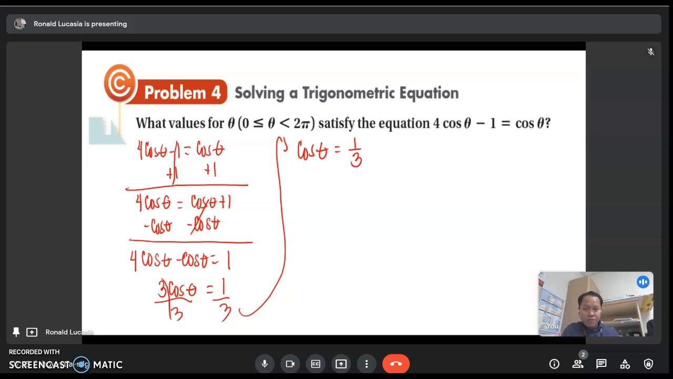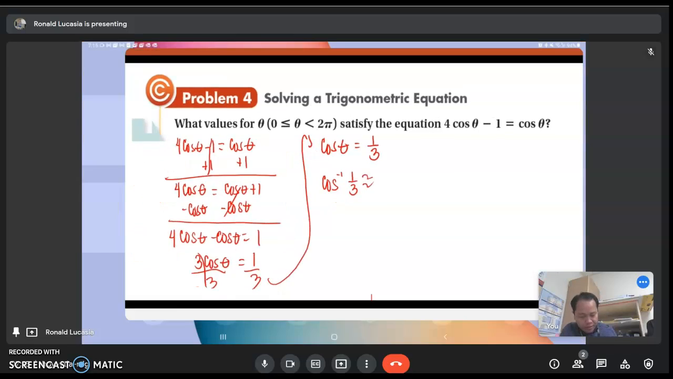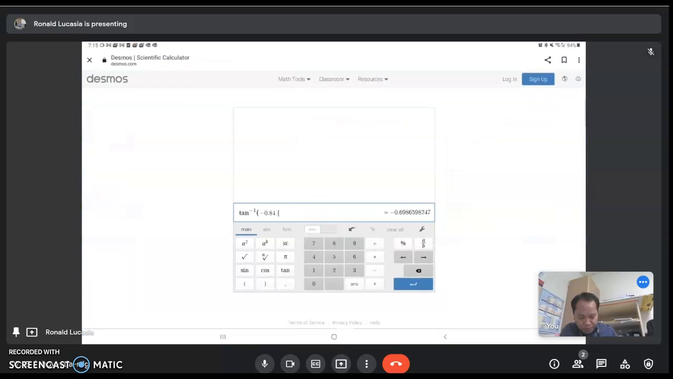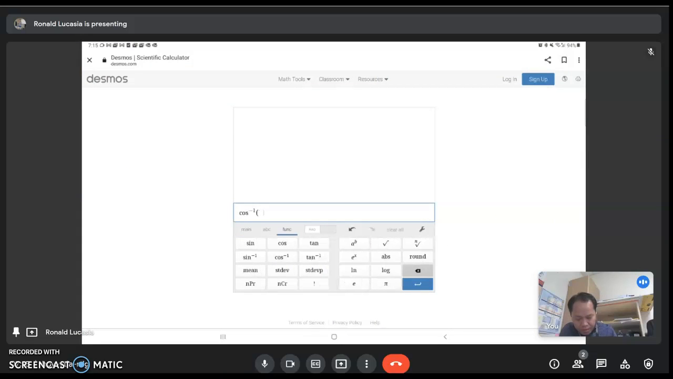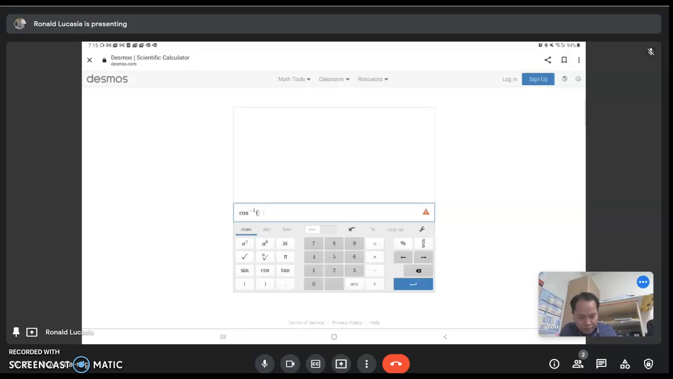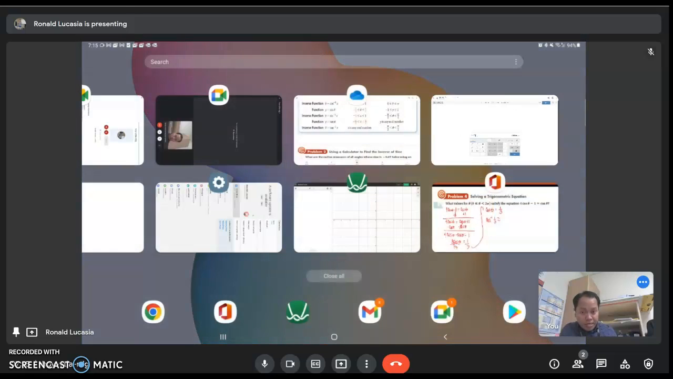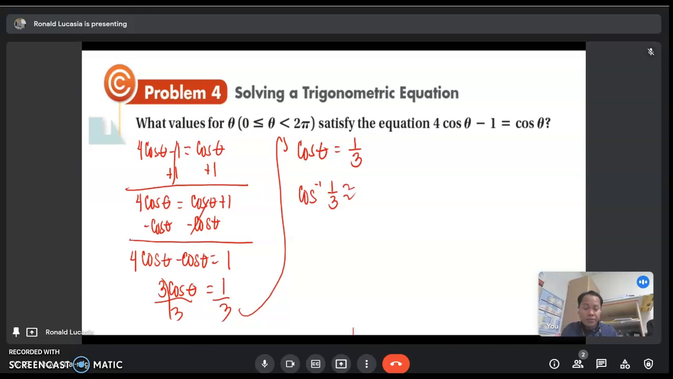Now, let's use the inverse of the trigonometric function. So cosine inverse of 1/3. Let's see what the value of that is using our Desmos scientific calculator. So we have cosine inverse of 1/3. That is approximately 1.23. Again, make sure that the Desmos scientific calculator is in radian.